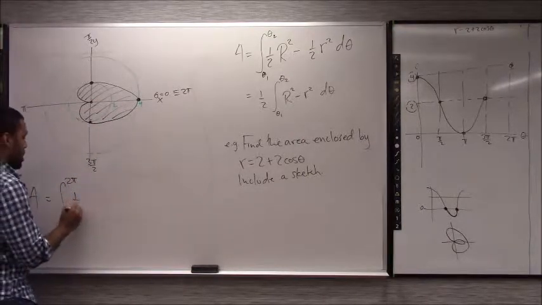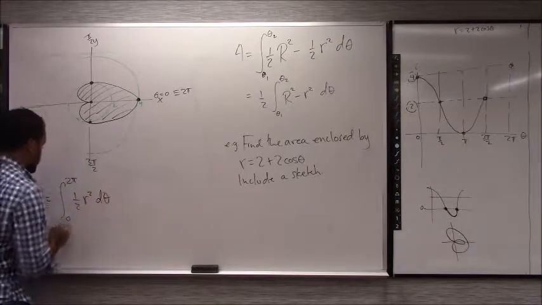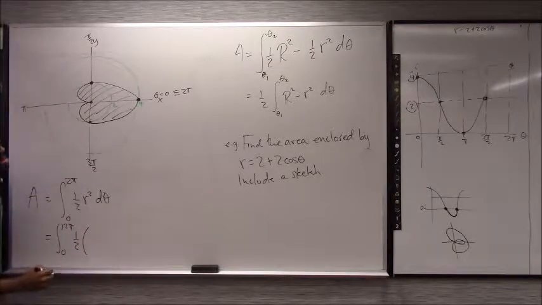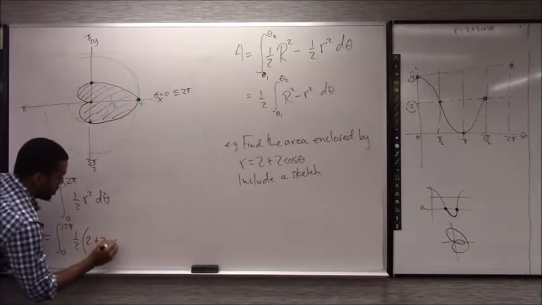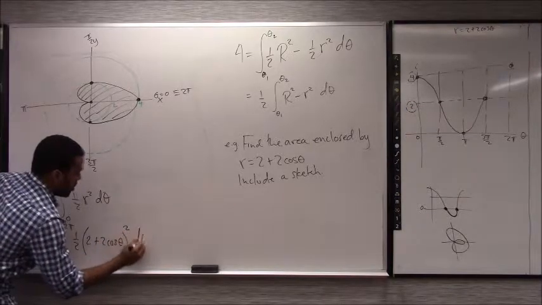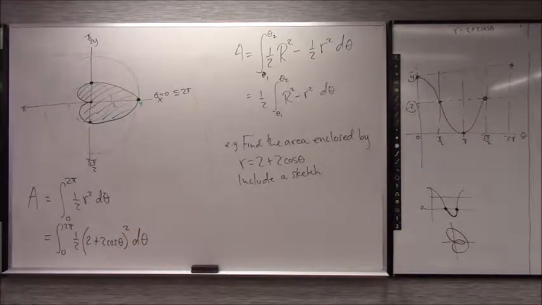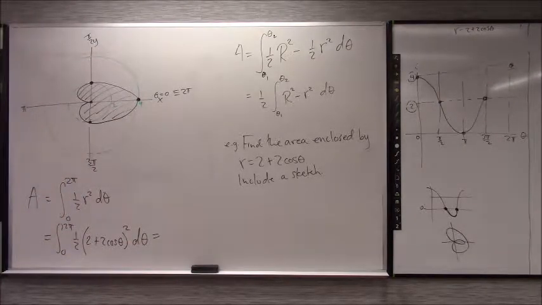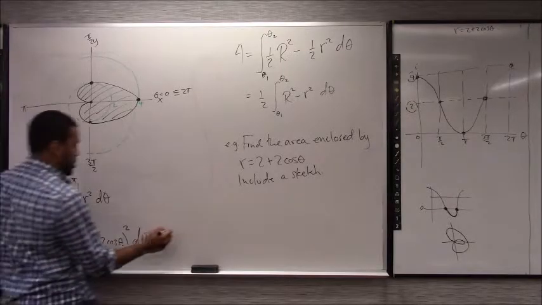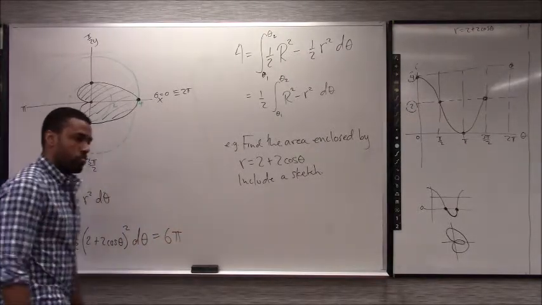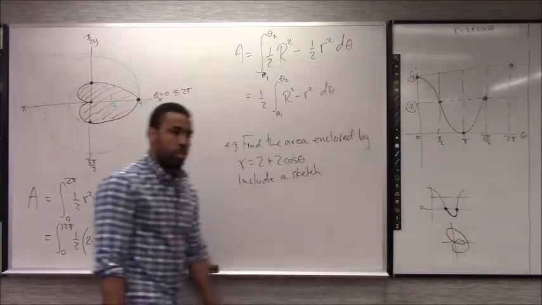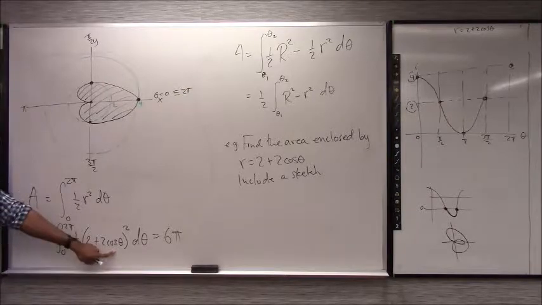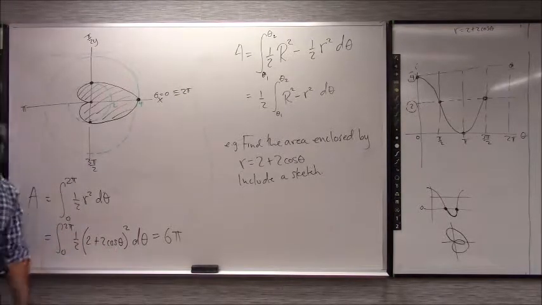And then I do 1 half r squared d theta, and that's going to be 0 to 2 pi, 1 half times 2 plus 2 cosine theta squared d theta. And computing that integral will actually give you the area inside that polar curve. And I believe that was 6 pi. At this point, that shouldn't be any trouble for you to do. You foil out, expand the parentheses. When you get a cosine squared, you use the half angle formula, and eventually you get the 6 pi.